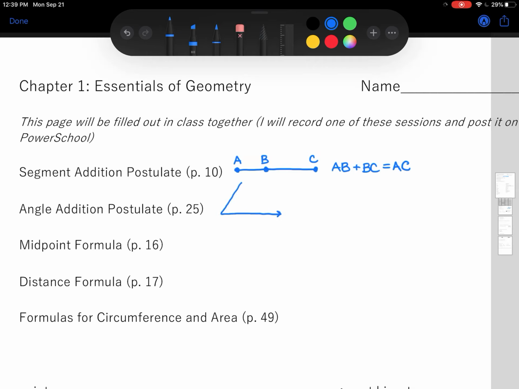Angle addition postulate, same thing, only with angles. We've got two angle measures. If we take those two smaller measures and add them together, it will equal the measure of the big angle, which we'll have to name something.